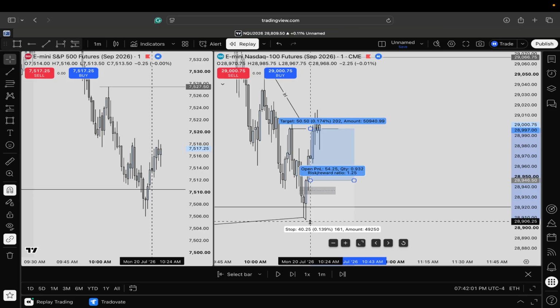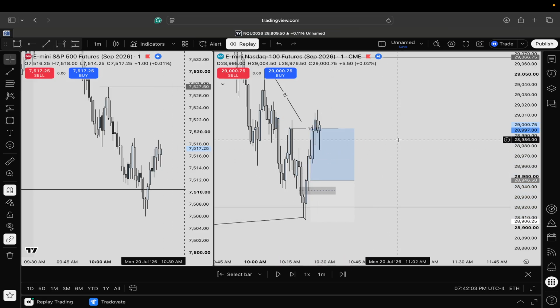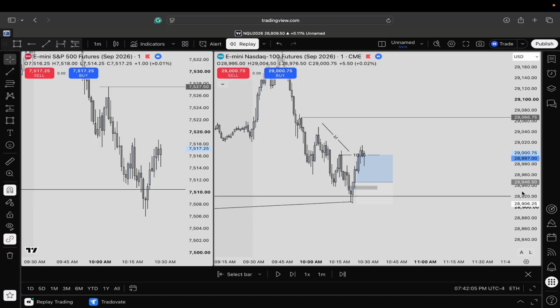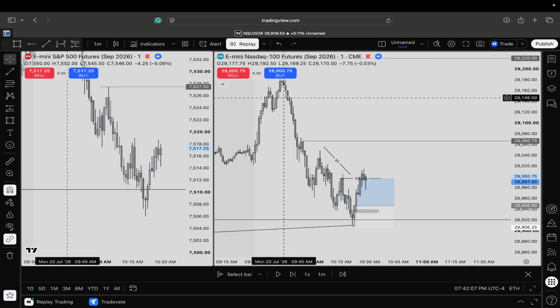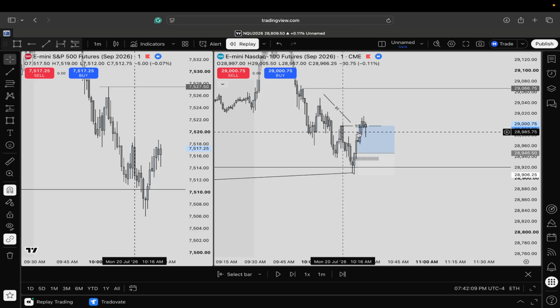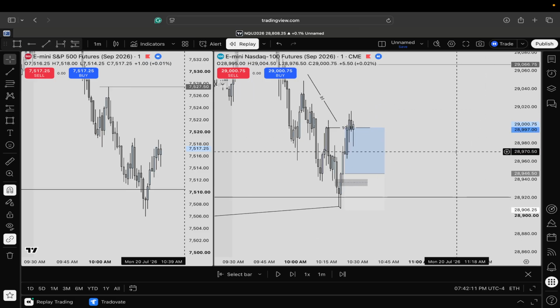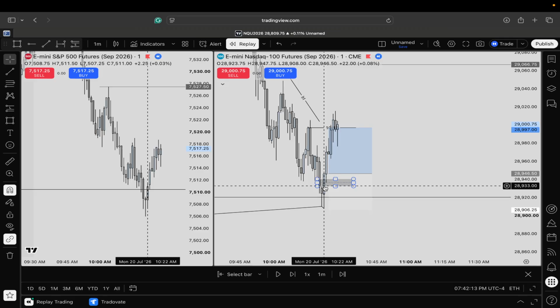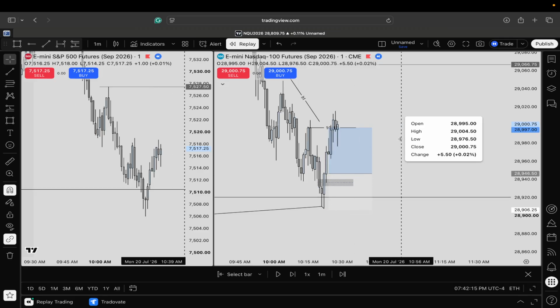This is an amazing trade in my opinion, definitely an A+ mech model. If you took this, it's a good trade up here. This is a bad trade right here because there's no true manipulation, and then we have this A+ mech right here. So yeah, that's it.